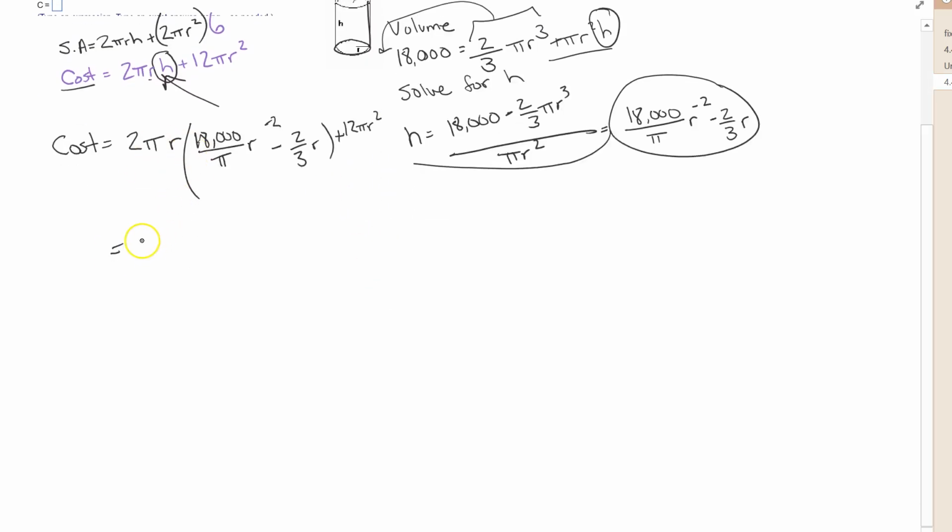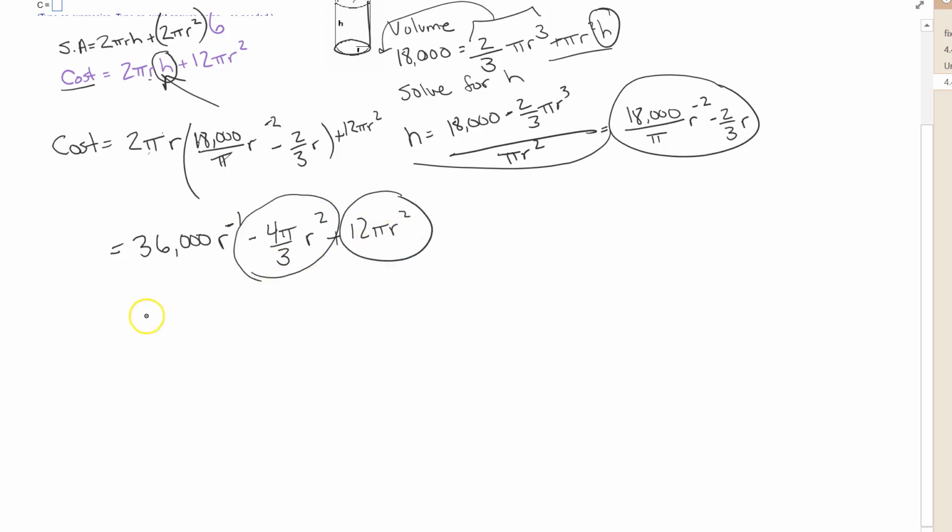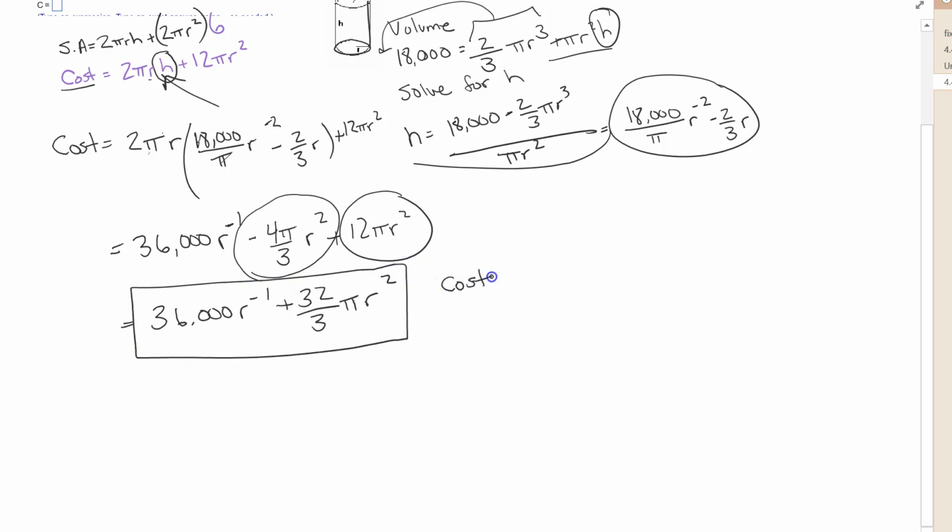Cleaning it up, I have 36,000. The pi's cancel, and then I have r to the minus 1, minus 4 pi over 3 r squared, plus 12 pi r squared. At this point, I can join these two terms together and simplify the cost function in one more step. I have 12 minus 4/3 pi, so that gives me plus 32 over 3 pi r squared. This is the cost function.